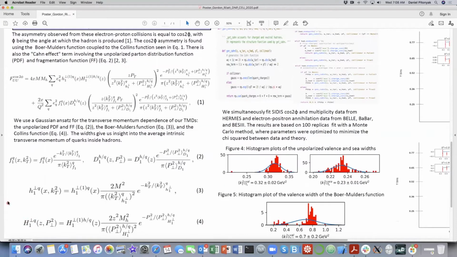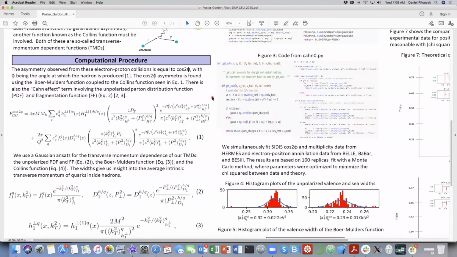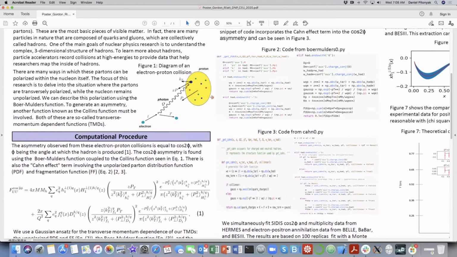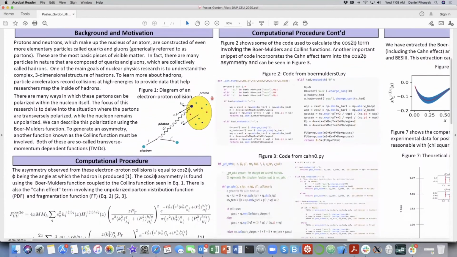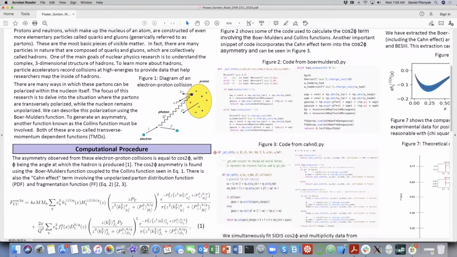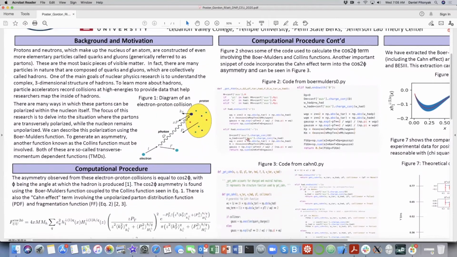and we actually combine those into one large structure function, which we call F_UU cosine 2 phi. You can see both of those elements within there, as well as a second term, which is the Cahn effect, which deals more with unpolarized parton distribution functions and fragmentation functions. So as undergraduate researchers, Ben and I spent some of our time translating those functions into Python code so that we could later run simulations. So as you can see, figure 2 actually shows the Boer-Mulders function in Python, and figure 3 corresponds to the Cahn function, or the Cahn effect.